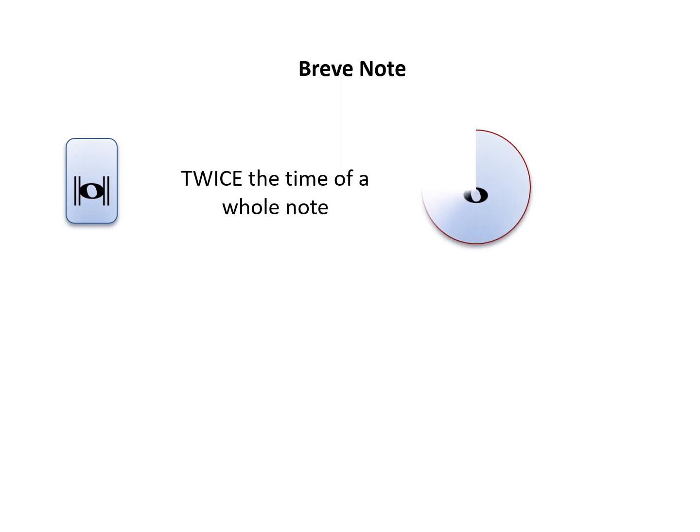There's one final note value to add to this lesson, the breve note. This is the longest note we have in music because it is twice as long as a whole note. And you may hear it referred to as the double whole note. The breve equals 2 whole notes, and 2 whole notes equal a breve.